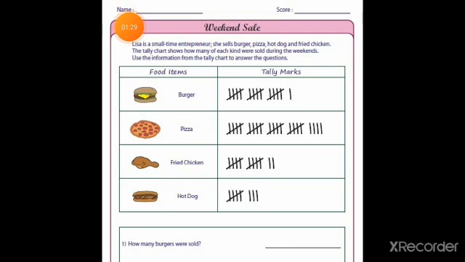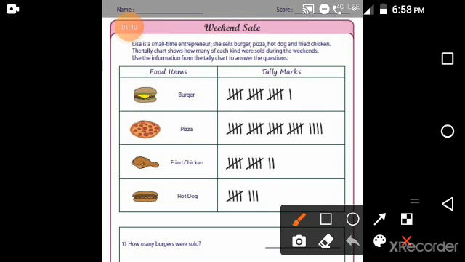Here you need to first find what number these tally marks express. Look at the first one. The first food item is burger. When you count 5, 10, 15 plus 1, that is 16. Here again 5, 10, 15, 20 and again a 4, so it is 24. And here again 5, 10, 2, that is 12. And here 5 and another 3, so it is 8. So this is the number of different food items sold in her shop.